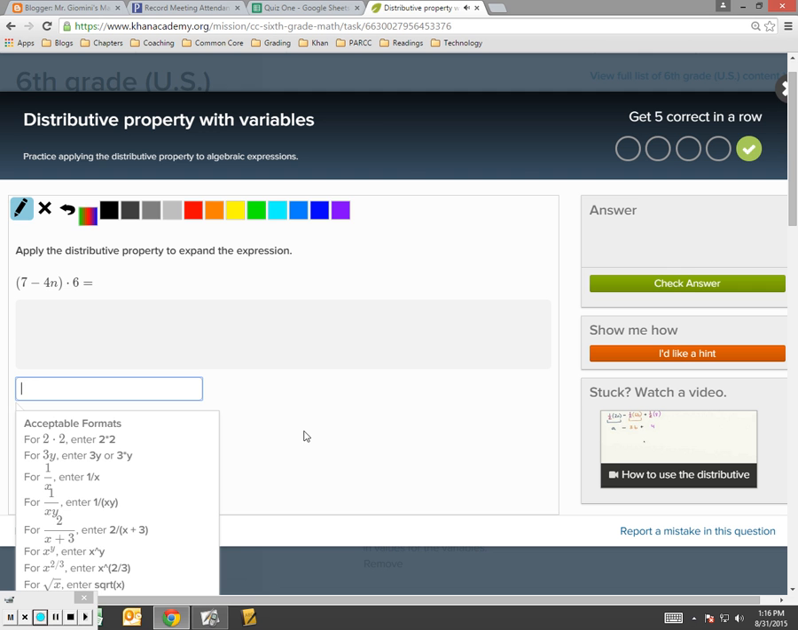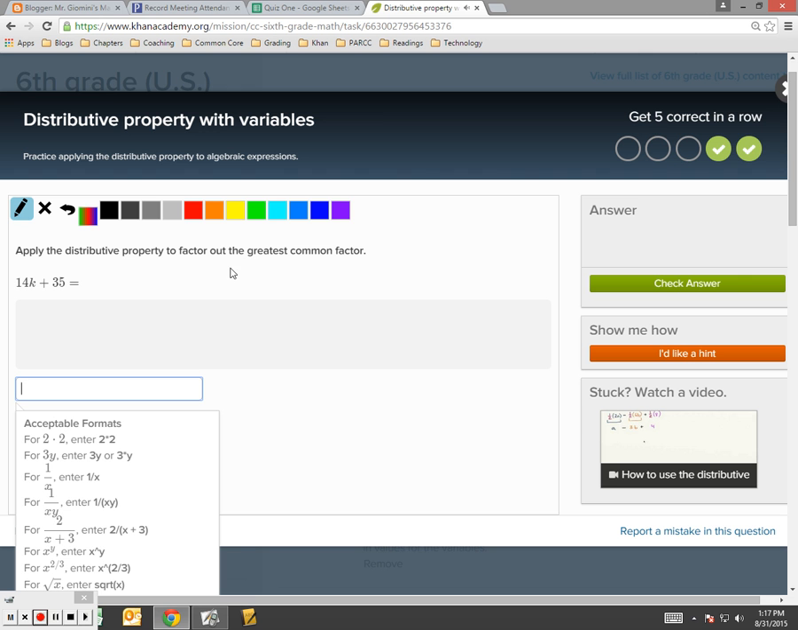Let's look at another one. Now, I don't necessarily like the way this is set up, but I'll leave it as is. 7 minus 4n times 6. I'm going to multiply 6 times 7 and 6 times 4n. Now, I'm going to go this way first. 6 times 7 would give me 42. The sign in front of the 4 is a negative or a minus. So let's just multiply now 6 times 4n. That would give me 24n. Let's take a look and see if we're right. 42 minus 24n. All right.